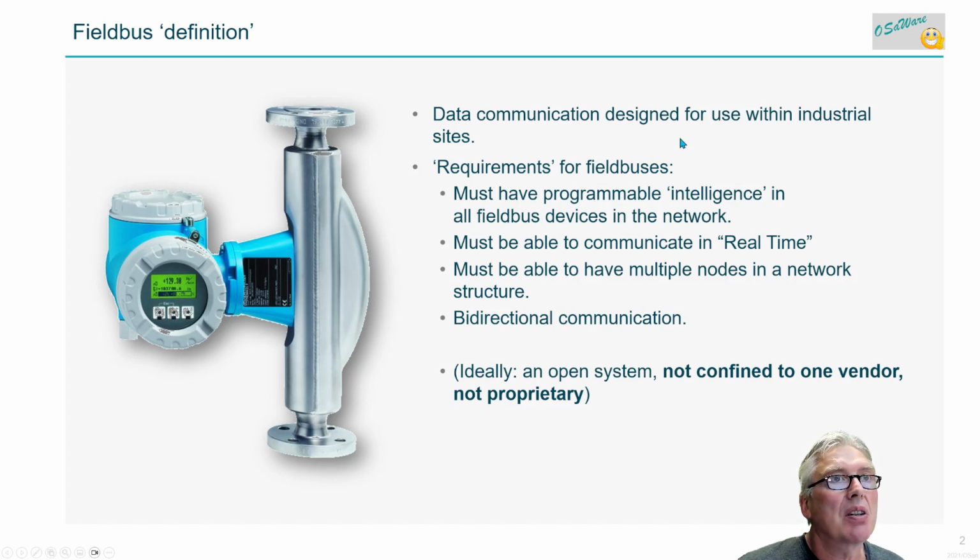Field bus definition in industrial sites. Requirements: a field bus must have programming intelligence of field bus devices. So this is a sensor of some type, a flow measuring sensor. It must communicate in real time, which is important, and must be able to have multiple nodes in our networks. Structured bidirectional communication. Ideally an open system, not confined to one vendor, not proprietary, and that does not exist.